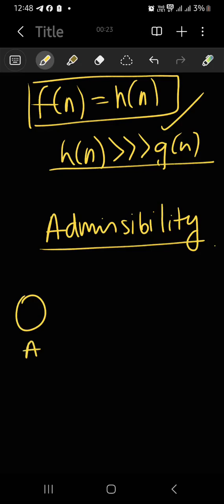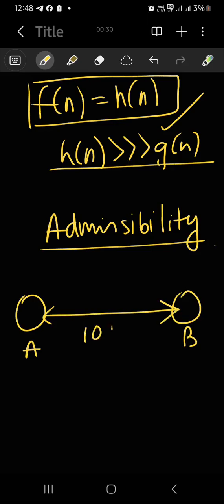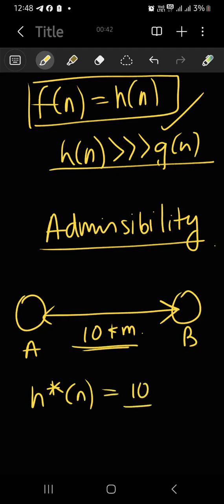Let's say one is station A and another is station B. The actual distance from station A to station B is 10 kilometer. This actual distance, let's say I am denoting it by h star n. This is the actual cost of going from A to B, which is 10. Now I am estimating that the estimated cost for going from station A to station B is 12 kilometer. This is the estimated cost.